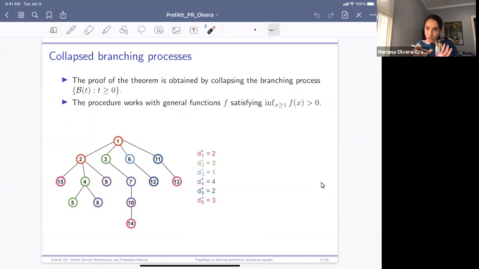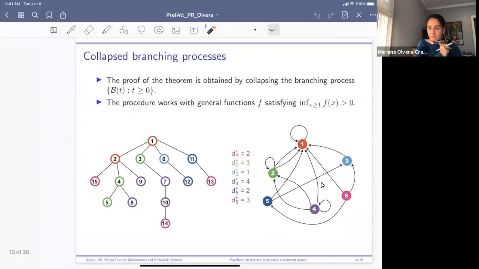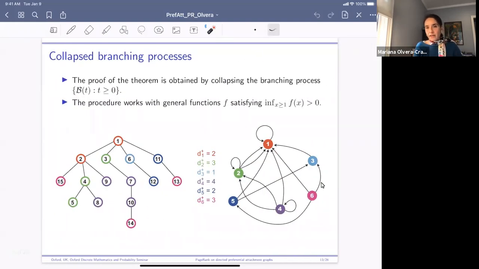So I associate them with a color, and then I collapse them. So when I collapse them, now these two are the same vertex. Now the red one, you can see that there's an edge between two of the same class.